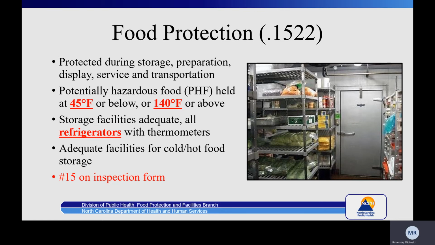So again, just make sure you know what the 1500 rules require and don't require when you're looking at a facility, grading them with the 1500 rules, just to make sure that we are not bleeding over 2600 and food code requirements on these facilities when we don't have the authority to do so. Again, adequate facilities for hot and cold food holding and cold food storage need to be provided. So any issues you see with food protection under 1522, you're going to address with number 15 on the inspection form.